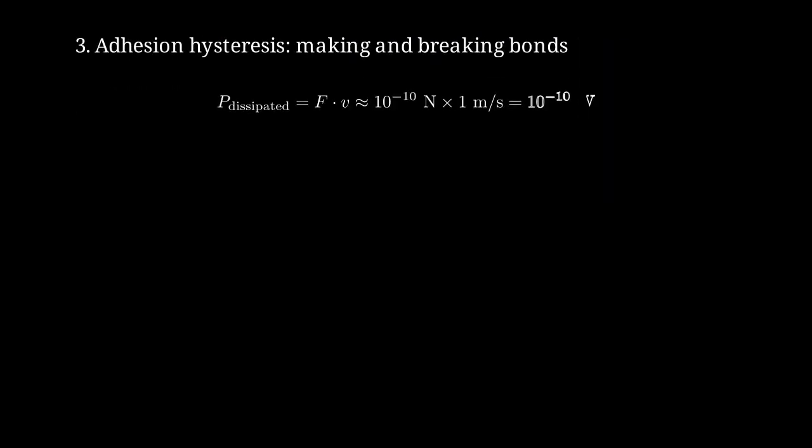Power dissipated equals force times velocity. For example, 10^-10 newtons times 1 meter per second equals 10^-10 watts. This is an incredibly tiny power, just 0.1 nanowatts.